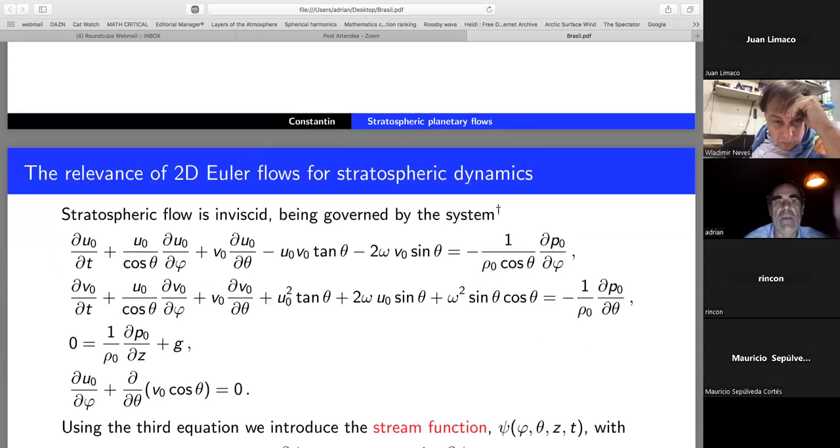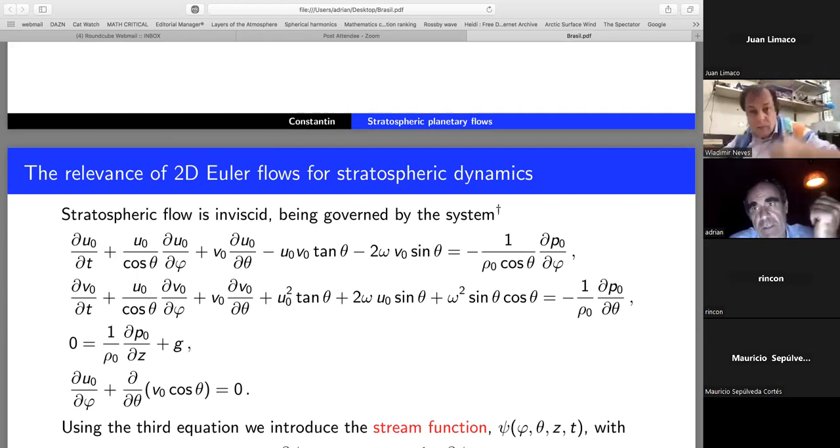Okay, the equations are here. First of all, there is another advantage of the stratosphere with respect to the troposphere, that the flow is inviscid, so viscosity is very small. So I don't have to use Navier-Stokes, I can use Euler. So these are the Euler equations on a sphere. U is the velocity east-west, V is the velocity north-south, and it's written in spherical coordinates. This is why you see all these trigonometric functions with thetas in them.